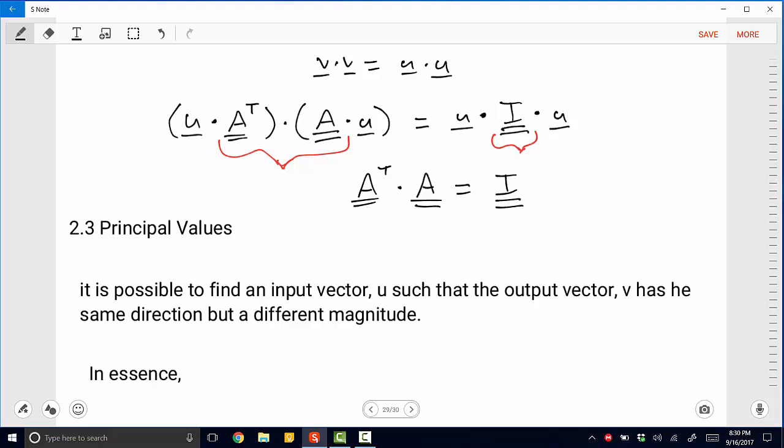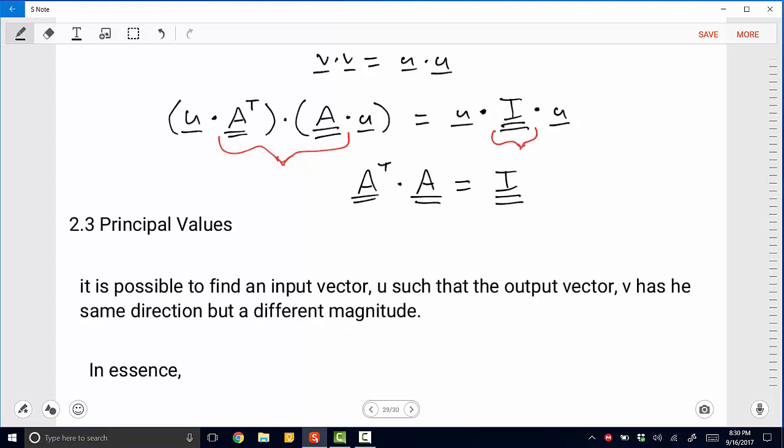Now let's continue and let's look at principal values.